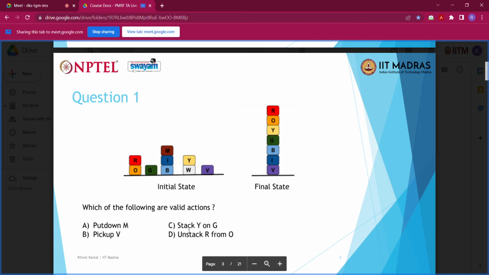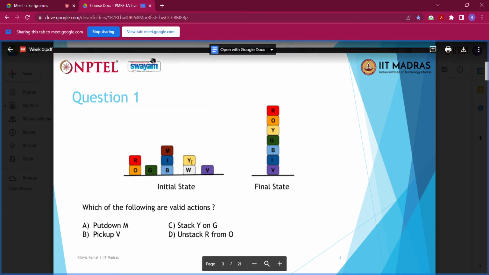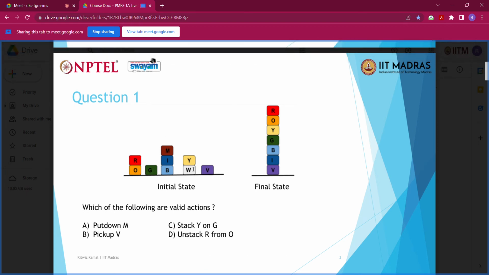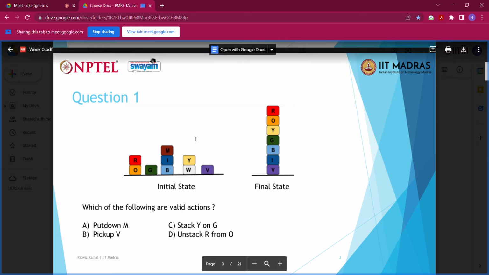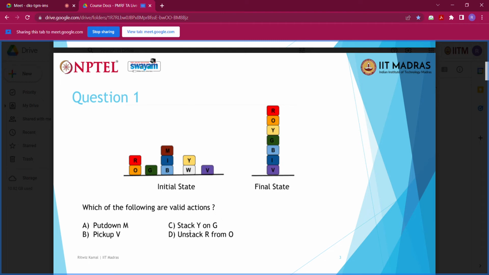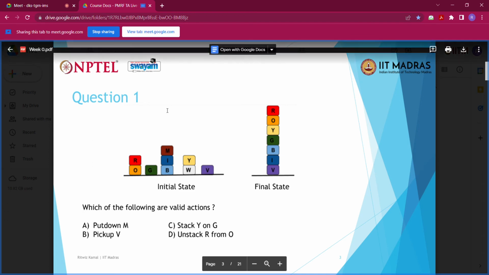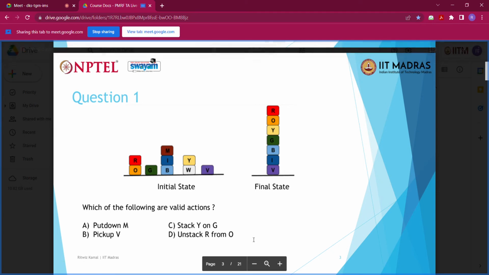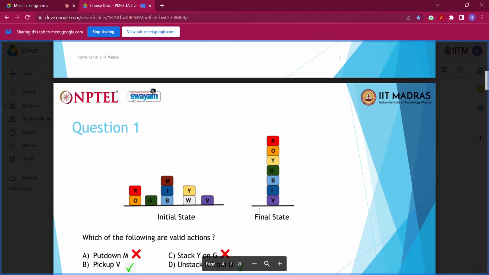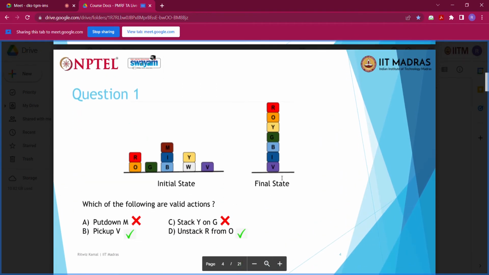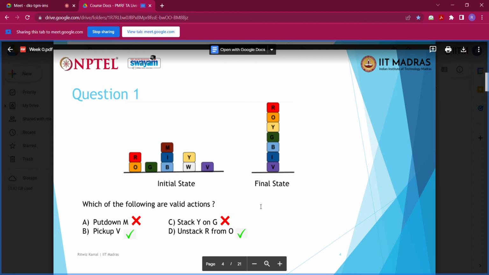Okay, let's look at C. Stack Y on G. In order to stack Y on G, first Y should be in the arm of the robot. So this is also not a correct option. Let's look at D. Unstack R from O. Now this looks like a valid option. R can be lifted from on top of O and go into the robot's arm. So D is the correct option. Yes, so B and D are the correct options. Let's move on to the next question.